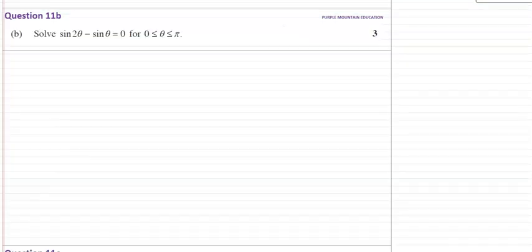11b, solve sine 2 theta minus sine theta equals 0 for theta between 0 and pi. Pause here to try yourself.